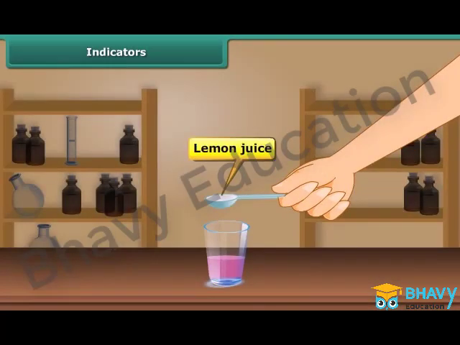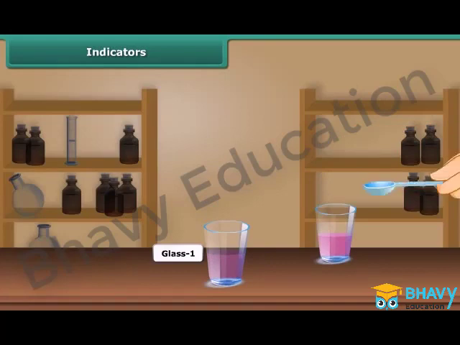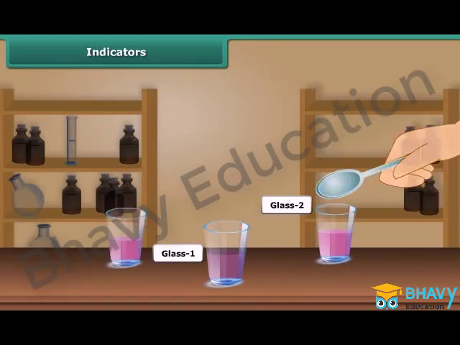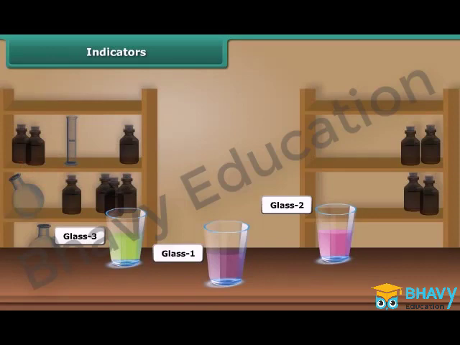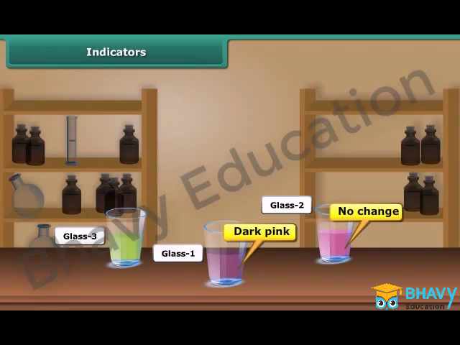Pour lemon juice in the first glass, water in the second glass, and soap solution in the third glass. What do you see? You can notice that in glass 1, the color changes to dark pink. Lemon juice is acidic in nature, so there is a change in the color of the indicator. You can see that there is no color change in glass 2. Why is this so? This is because water is neutral in nature.